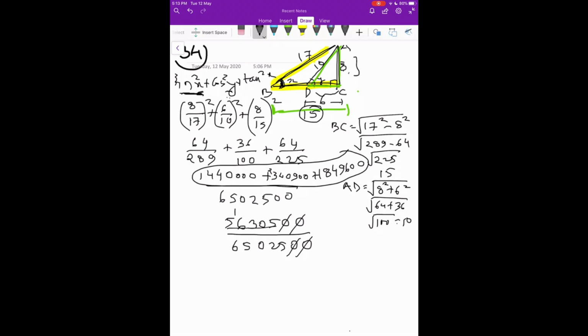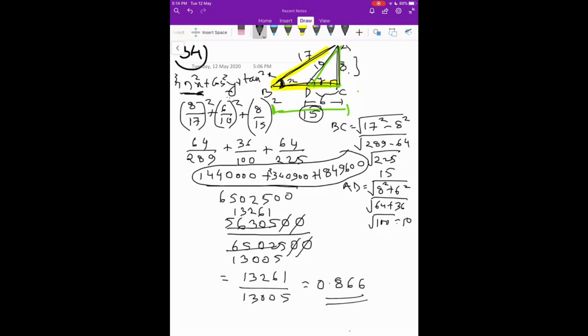If you cancel with 5: 5 1 is 5, 5 3 is 15, 5 2 is 10, 30, 5 6 and 1. Here you have 5 1 5, 5 3 0, again 0 and 5. So your answer is 13261 over 13005. Or if you want to write the answer in decimal, then it is 65025, which is equal to 0.866. That is the answer in decimal.